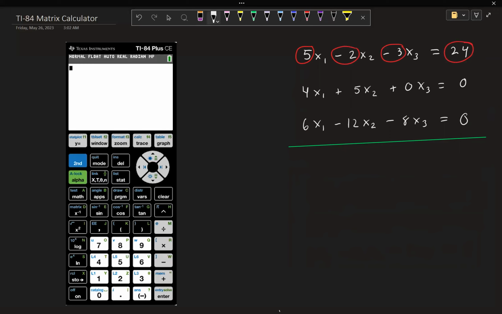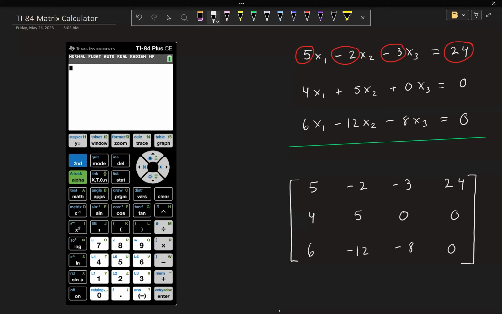So we can make our matrix. The first row will just be 5, -2, -3, 24. Then we do the same thing for the other two rows. 4, 5, 0, 0, and 6, -12, -8, 0.